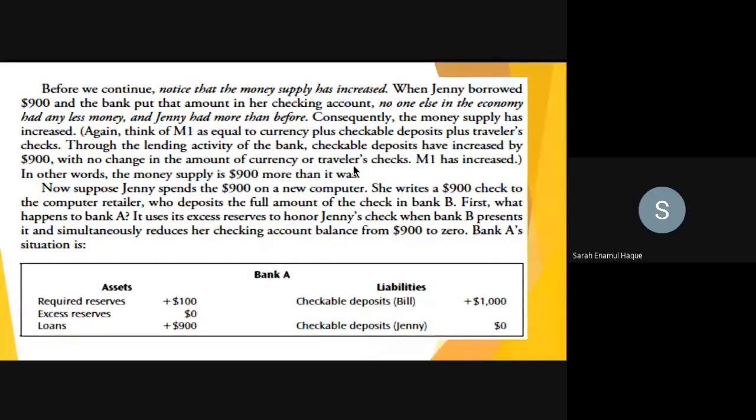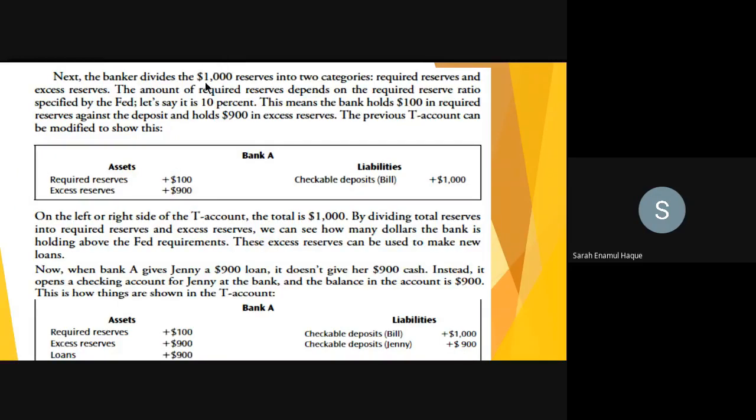Now, before we continue, notice that the money supply has increased. When Jenny borrowed $900 from Bank A and the bank put that amount in her checking account, no one else in the economy had any less money, and Jenny had more than before. Consequently, the money supply has increased. Through the lending activity of the bank, checkable deposits have increased by $900, with no change in the amount of currency or traveler's checks. M1 has increased.